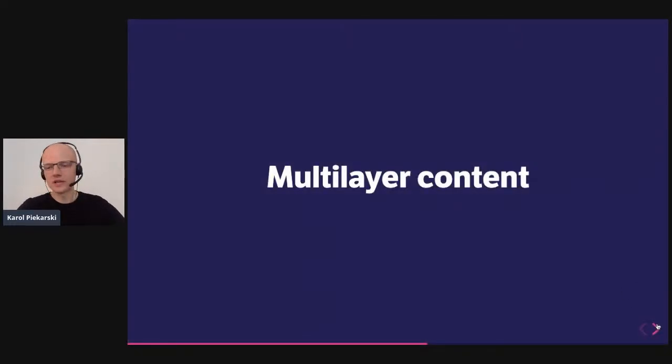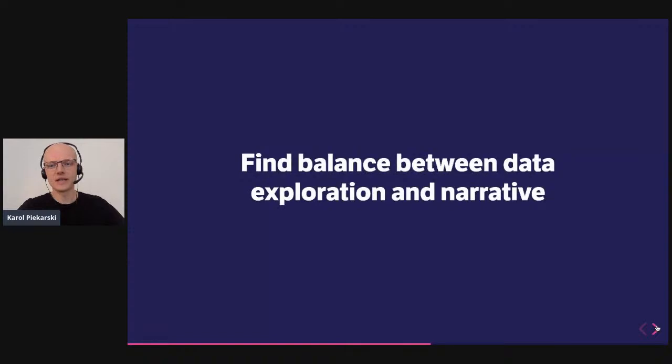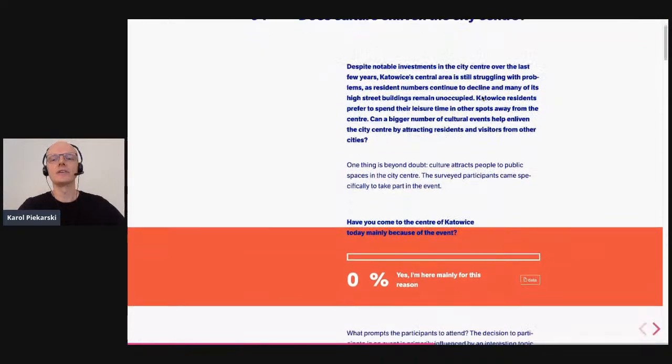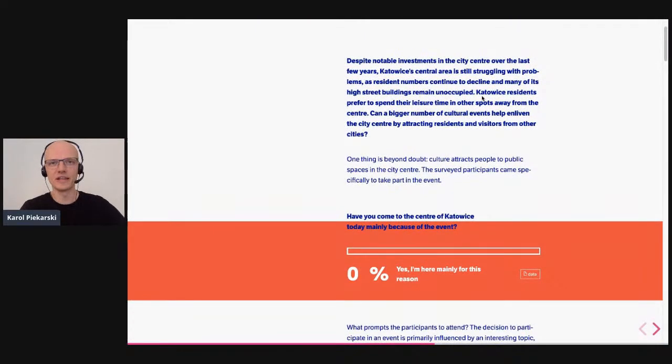And the final one I would like to show you is the multi-layer content. It's actually about finding the balance between data exploration and narrative. So once again, our reports about the cultural life of Katowice. Here we were interested in how culture and cultural events enliven the city center. And we wanted to create a nice storytelling because we were inspired by The Pudding media, but it was still a report. So we had to share somehow the findings from our report. So we tried to find something in between.